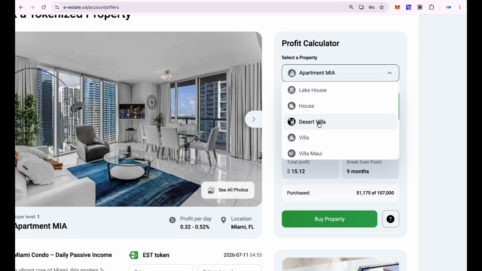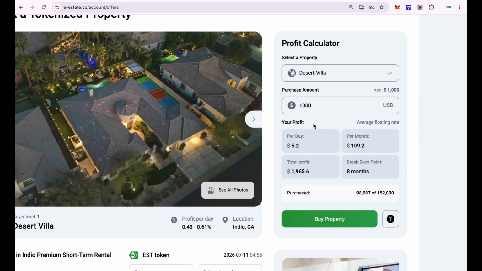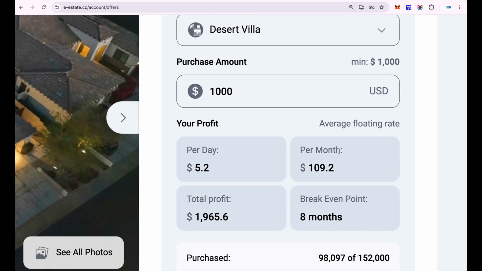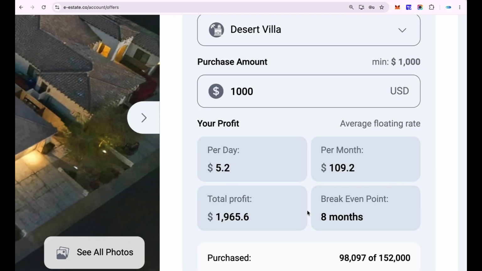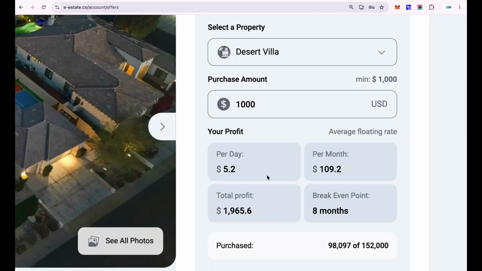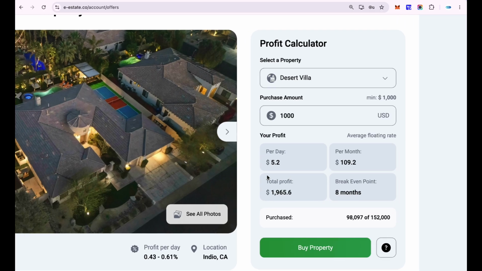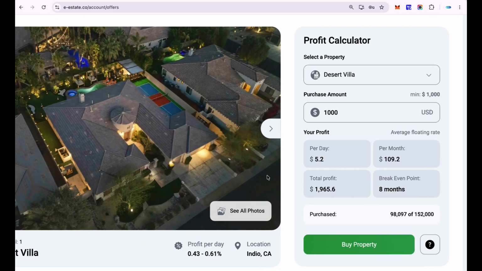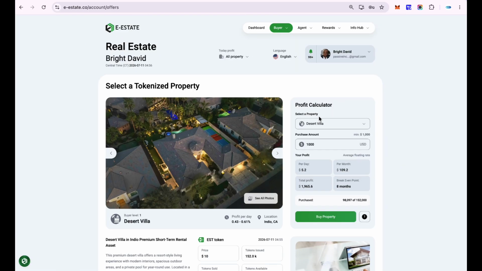For example, if you select the desert villa, it will tell you that the minimum to start is $1,000, and you will see your profit here underneath the profit calculator. This is the minimum profit per day, profit per month, and the total profit when you are going to break even. Every detail is in the back office under the profit calculator. So if you want to determine how much you will earn, come to your profit calculator. I just showed you how to do it.